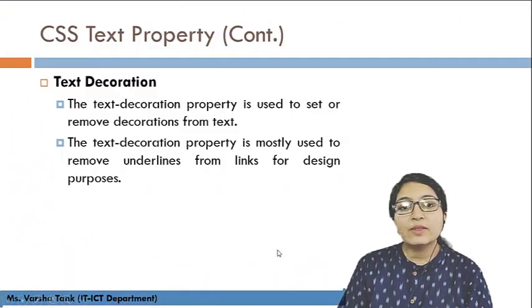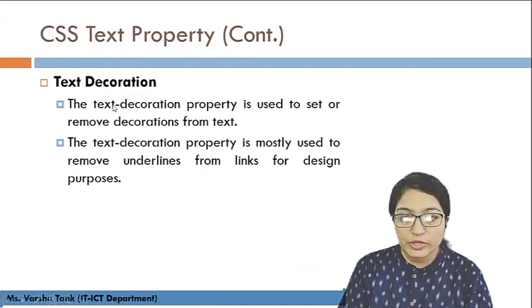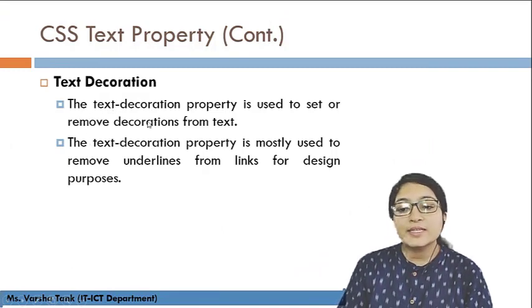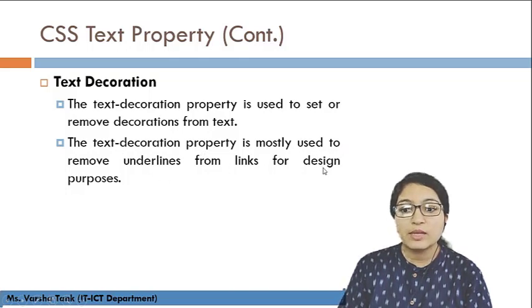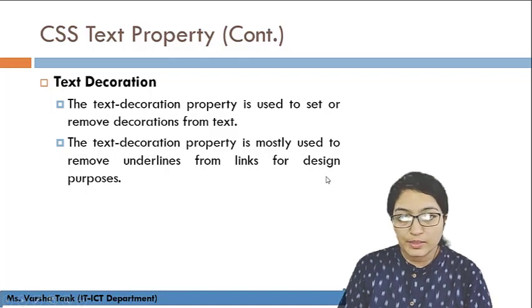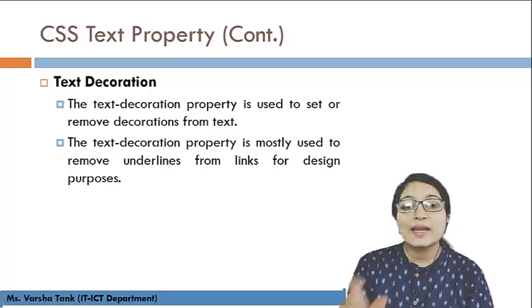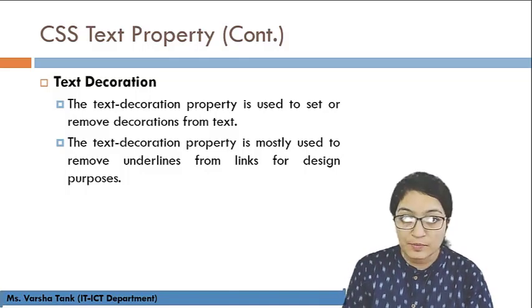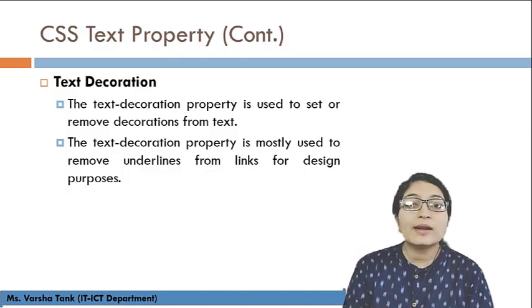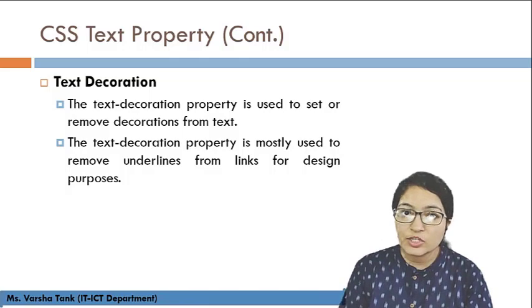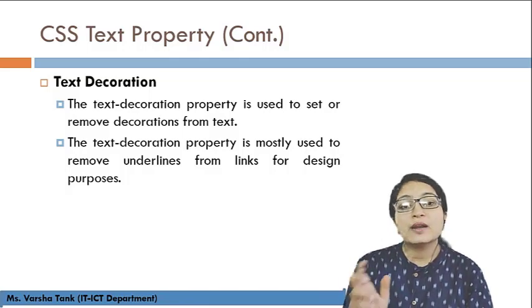So now let's start with the property text-decoration. The text-decoration property is used to set or remove the decorations from the text. That means the text-decoration property is mostly used to remove the underlines from links for design purposes. For example, you have defined the anchor tag, and in that anchor tag by default an underline is there. Now suppose you want to remove that underline, so you can use text-decoration: none. That means that underline will be removed.